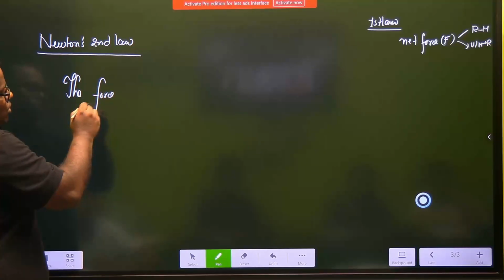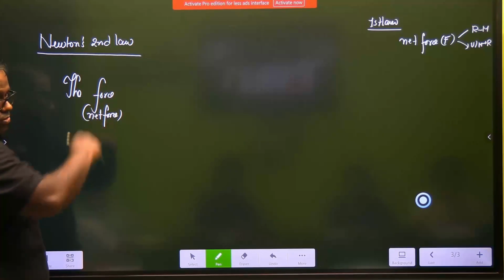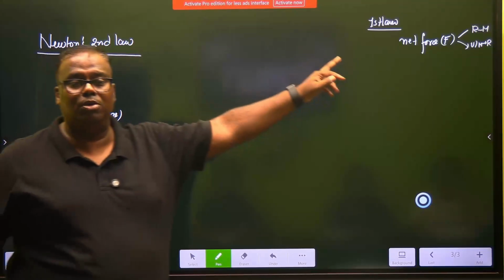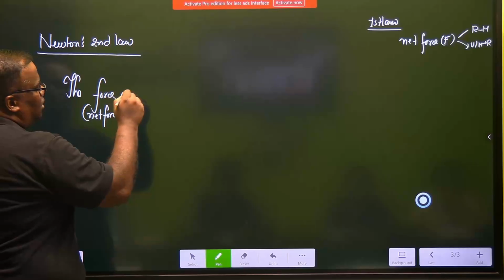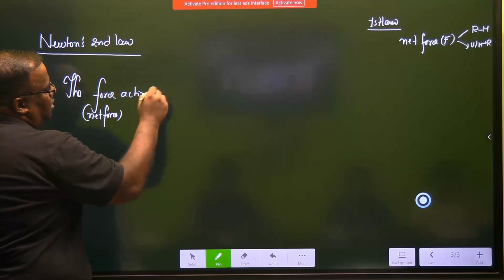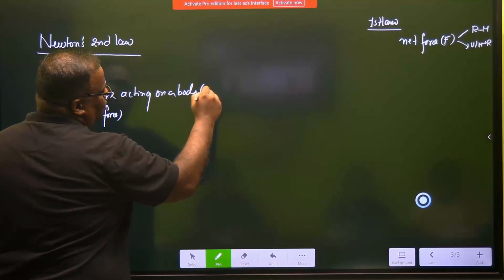And when you say force, it's basically the net force. Which net force? The same net force that you spoke about in the first law, acting on a body. And let's say this force is F.